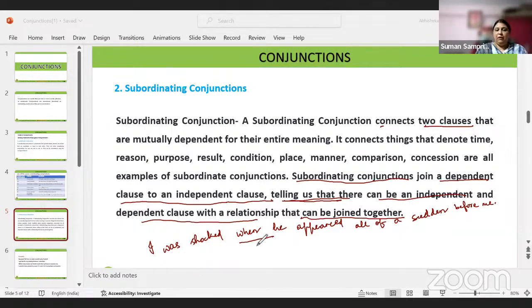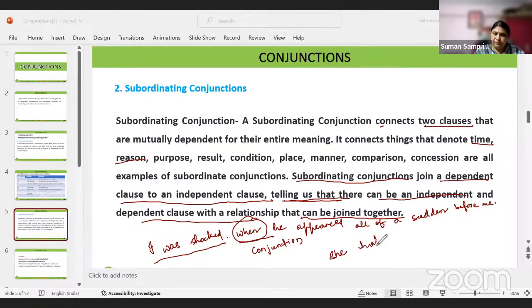Okay. So I was shocked. So this is a conjunction here. I am sure you know it as a relative adverb, but it is used here as a conjunction. So I was shocked can be an independent clause, and he appeared all of a sudden before me can also be an independent clause, but here it is appearing as a dependent clause. Okay. So this is for time. Like we said, time. Suppose reason. So reason will be like this.